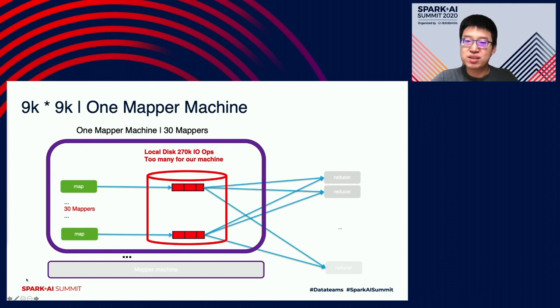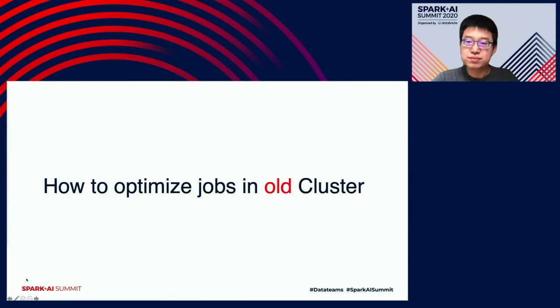Usually those operations happen around the same time because each mapper processes roughly the same amount of data and finishes them around the same time. That's too many operations for our machine in too short a time frame. So how did we optimize this job in our own cluster?